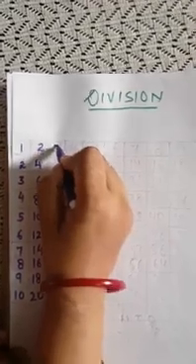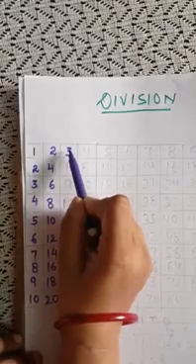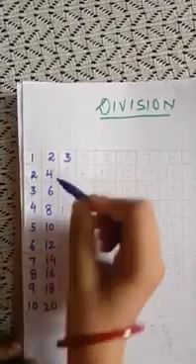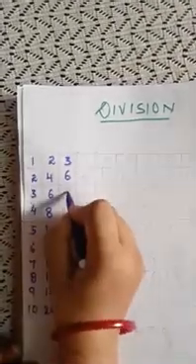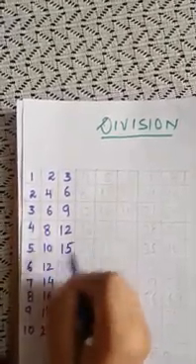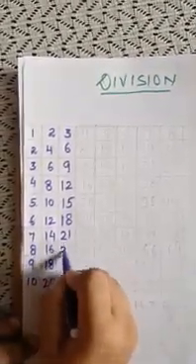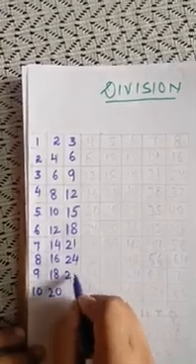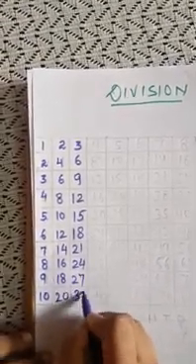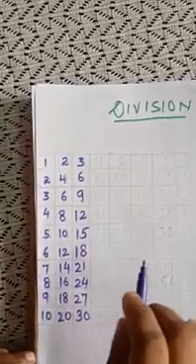Now children, with the help of this table, we can easily write the multiplication table. Like I am going to write the table of 3. See, 1, 2, 3. Now count the second row: 4, 5, 6. Then 7, 8, 9. 10, 11, 12. 13, 14, 15. 16, 17, 18. 19, 20, 21. 22, 23, 24. 25, 26, 27. 28, 29, 30. See how easily we can write that multiplication table just by counting.